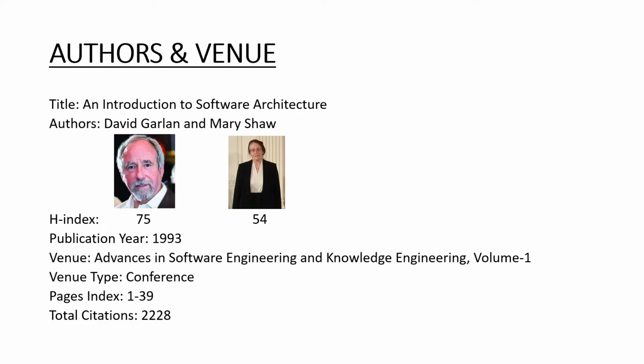So here is information about the paper. The title of the paper is Introduction to Software Architecture. The authors are David Garlan and Mary Shaw. The h-index of both the authors is mentioned here in this slide. The paper was published in 1993 in a conference, and there are 42 pages in this paper, and the paper itself has been cited 2,228 times.